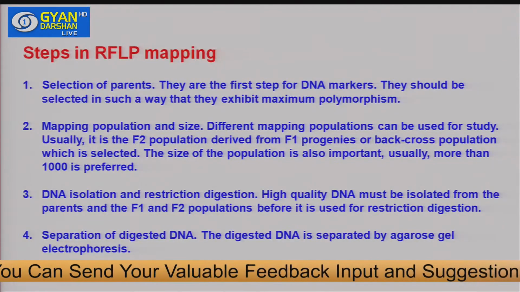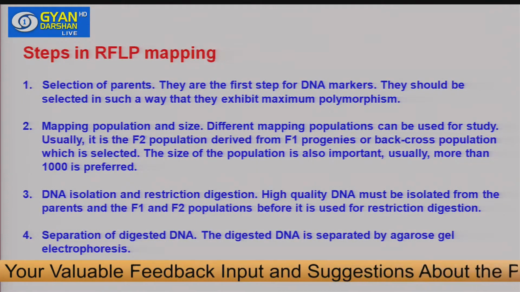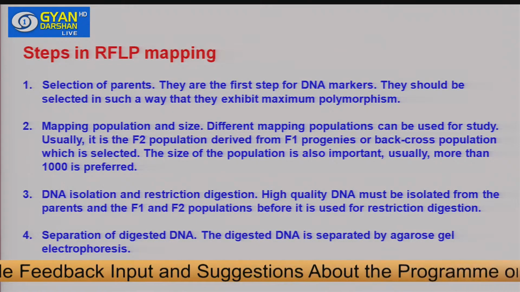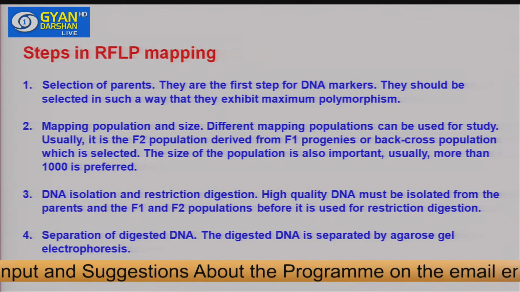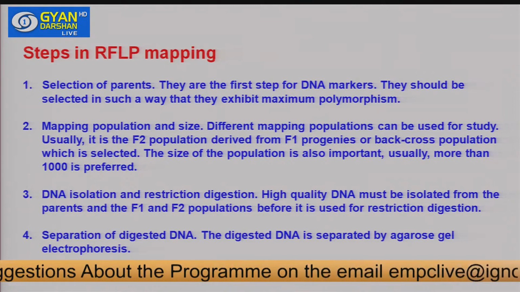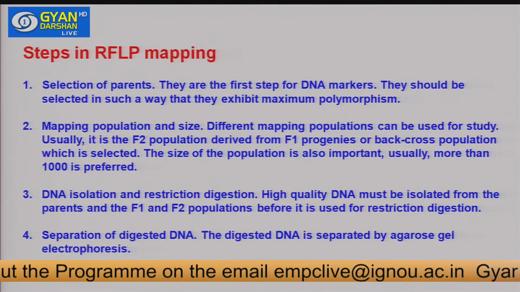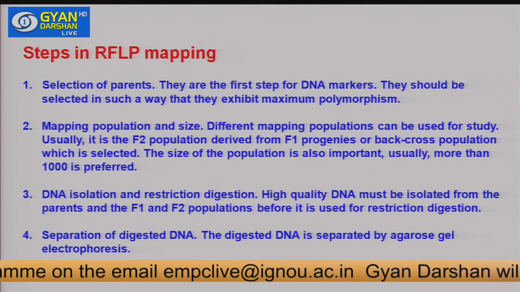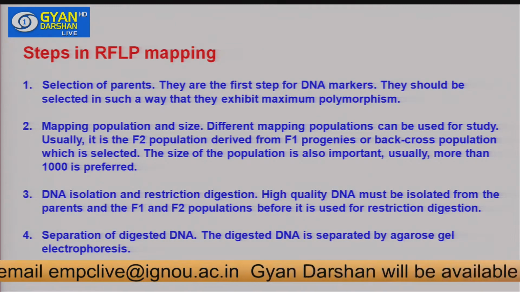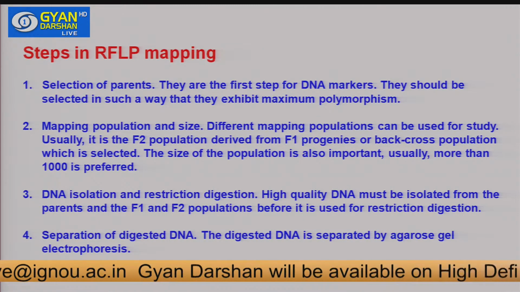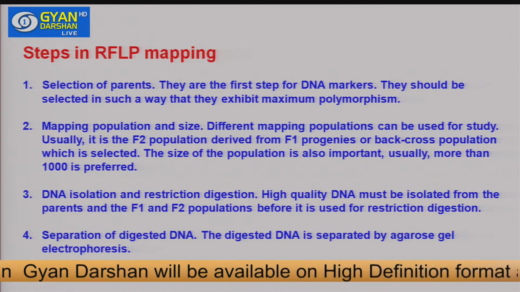So what are the steps in RFLP mapping? First, you need to select the parents. They should be selected so that they exhibit maximum polymorphism. Then comes the mapping population and size. Different mapping populations can be used. Usually it is the F2 population derived from the F1 progeny or a backcross population that is selected. The size of the population is very important.